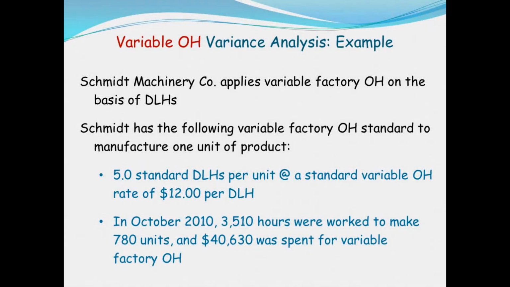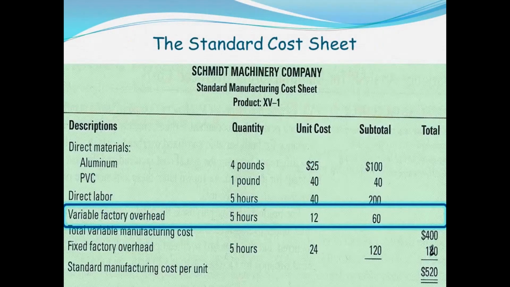Let's go back to that standard cost sheet that I showed you at the very beginning of the discussion of Chapter 14. It shows you that your variable factory overhead is 5 hours per unit at a cost of $12 per hour. So your variable overhead is $60 per unit sold.